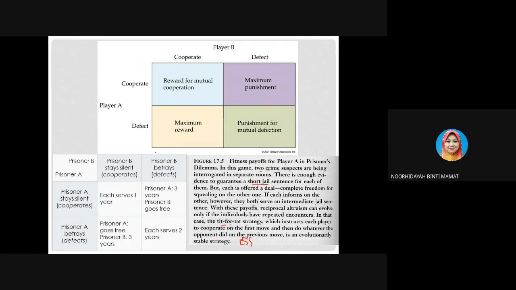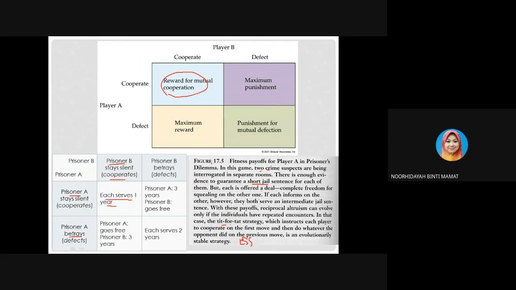So the situation is, okay, if both prisoner A and prisoner B stay silent, which means both cooperate, both will be rewarded for mutual cooperation. Both get the reward, which is only serving 1 year in prison. But if prisoner A betrays and prisoner B is still silent, which is giving the cooperation, then prisoner A defects.